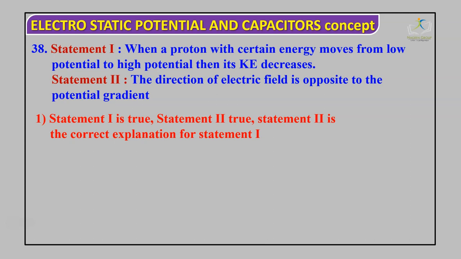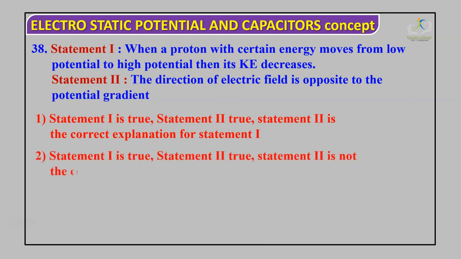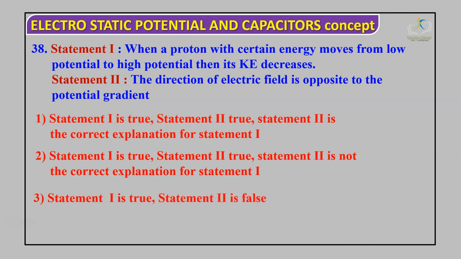First statement is true, second statement is also true, and the second is a correct explanation of the first. Statement first is true, second statement is true, but statement second is not the correct explanation of statement first. Statement first is true, statement second is false. Statement first is false, statement second is true.